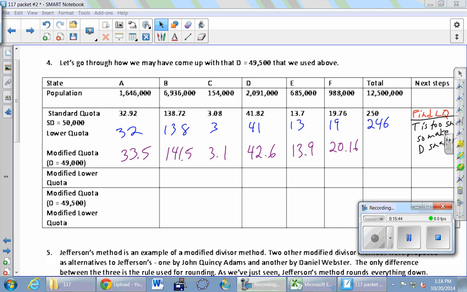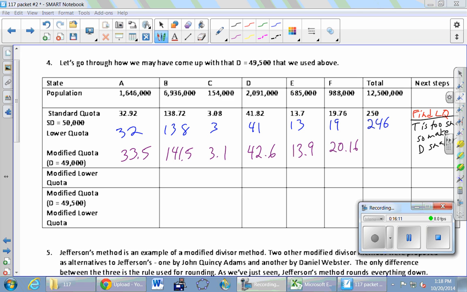Okay, so we had our new modified divisor, 49,000. Notice the numbers that were in black in the second row. What happened to every single one of these black numbers? Every single one got bigger. That was the goal. It should be, even if it's a tiny bit bigger, they should all get a little bit bigger.